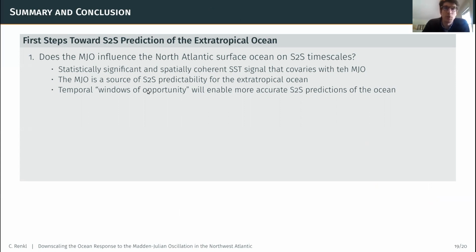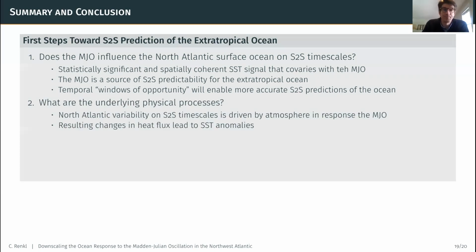Does the MJO influence the North Atlantic surface on S2S timescales? I've shown that a statistically significant and spatially coherent SST signal exists in the North Atlantic, which co-varies with the MJO, which shows that the MJO is a source of predictability on S2S timescales for the extratropical ocean. And this then in turn creates a temporal window of opportunity, which will eventually enable us to have more accurate S2S predictions of the ocean.